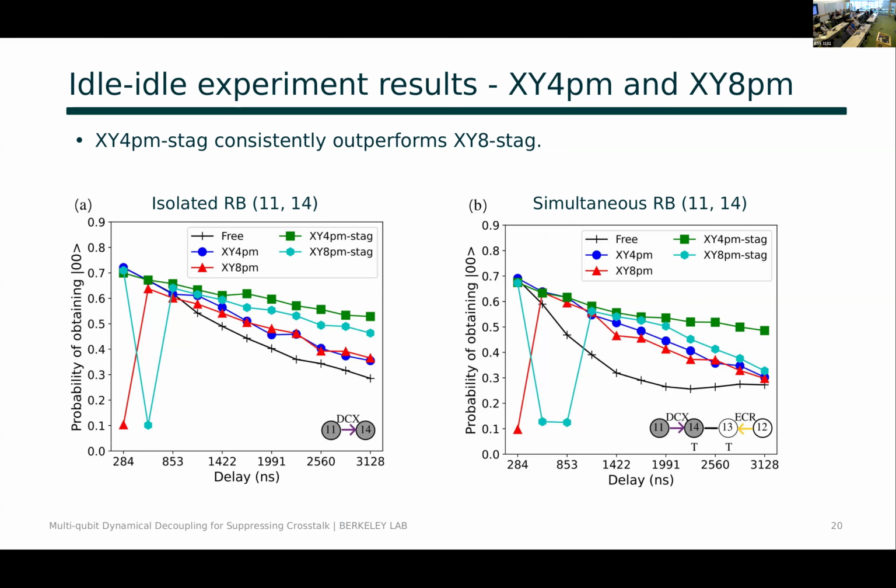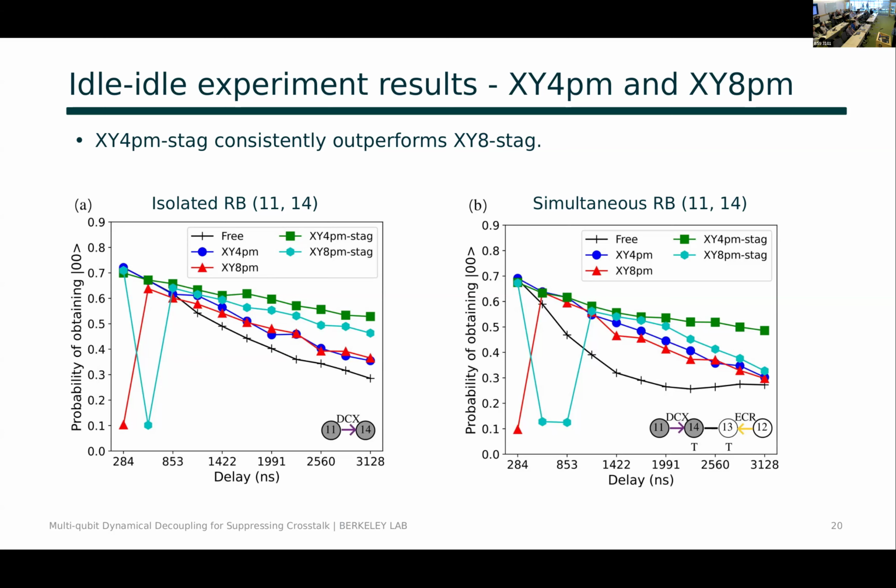XY4 consistently outperforms XY8, but in theory, XY8 should perform better because it can correct higher order errors. But based on our experience and some other papers, we can see that the performance of XY8 is really circuit dependent. So maybe this type of circuit is sensitive to single qubit gate error. Since XY8 has more single qubit gates, it does not perform well.